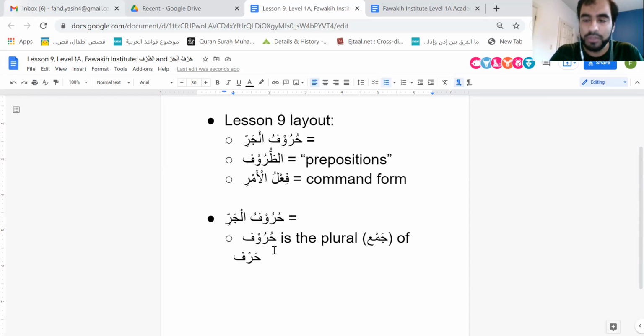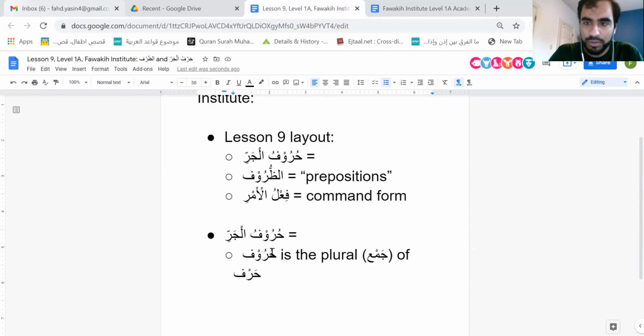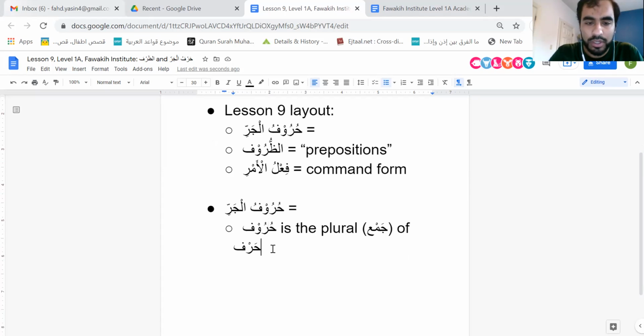As you continue to become more advanced students of sacred knowledge, no one's going to say harfs in the future. No one will say isms, no one will say fi'ls. They'll say the proper plural, which for harf is huruf, for ism it's asma, and for fi'l it's af'al. I don't think you guys need to know that right now. Just keep that in mind, okay? But I would start to learn the plurals as you go along. That's really the best way, in my opinion.